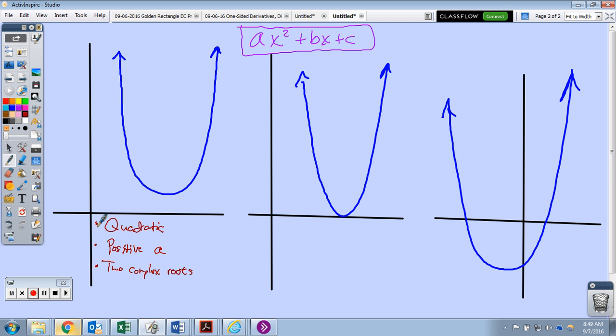Quadratic, positive a. a is positive, okay. How would we describe this? Do you guys know what word that was? Very good. Good word to know, mathematical word. Okay, good. It's a quadratic, so it's definitely the shape of a parabola. Good.